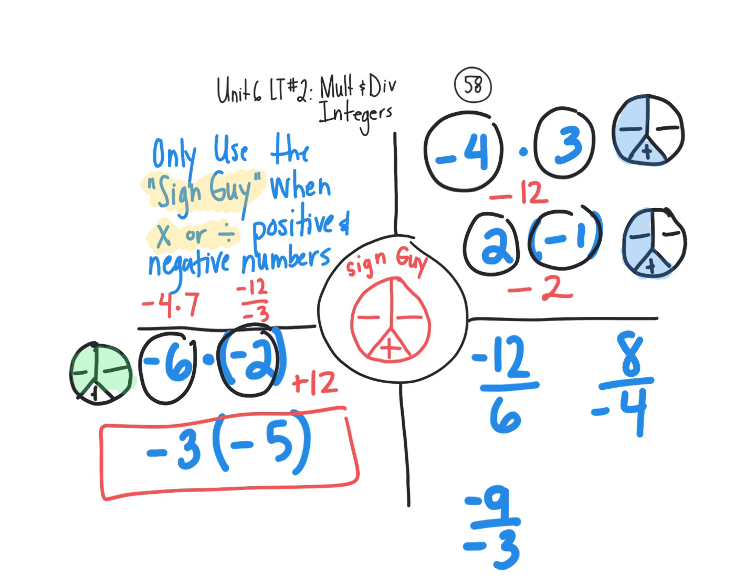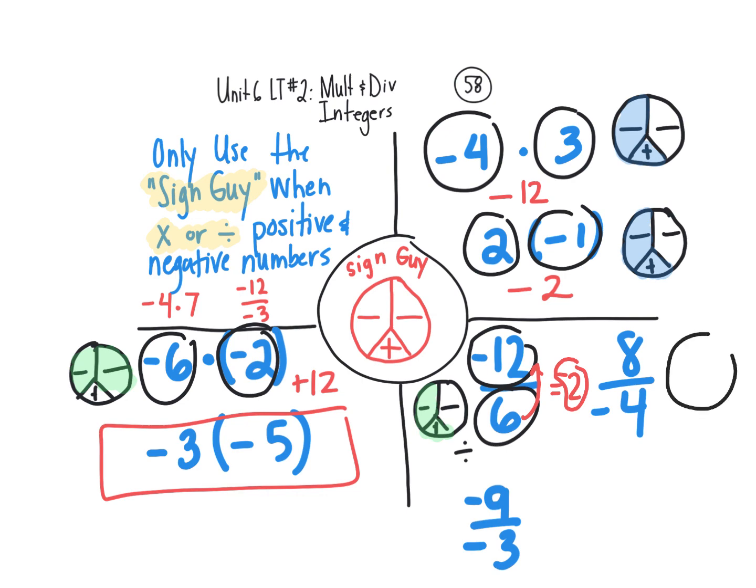Let's talk about division. For division, if I see a division sign, then I'm going to go ahead and draw my sign guy. Remember, division's always with fractions, always looks like fractions, or it could be the division sign like that. Okay, I have a negative and a positive. So I'm going to cross out one negative and one positive. So I know my answer is going to be negative. So my answer is negative 2, because 6 goes into 12 2 times. So negative 2.